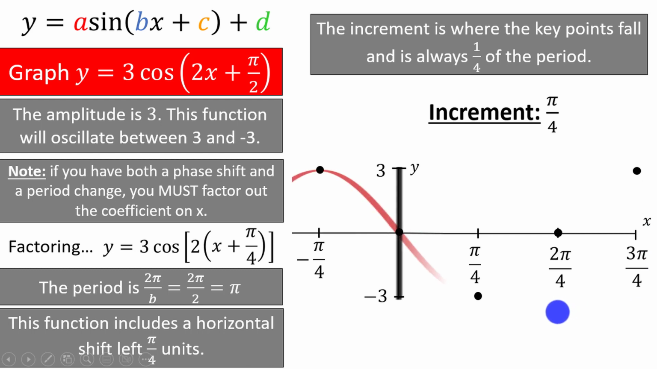We can connect the dots to draw our cosine function. This is the graph of y equals 3 times the cosine of 2x plus pi over 2.